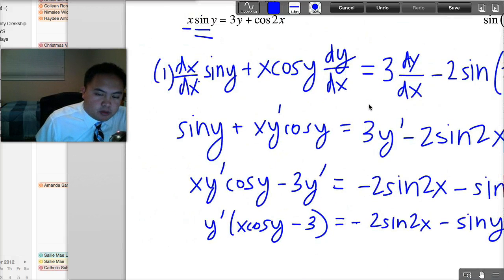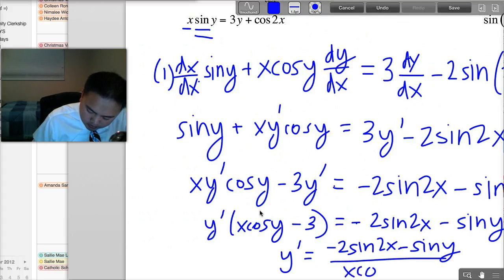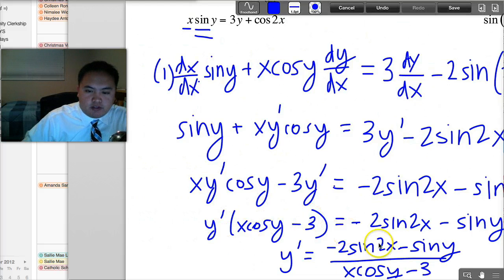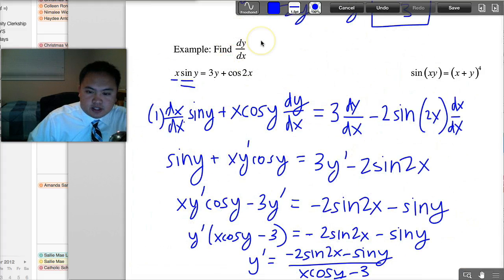And the last thing I'm going to do, since I have y prime by itself now, is divide both sides by this parentheses. So your answer is going to be y prime equals negative 2 sine 2x minus sine y, all over x cosine y minus 3. And all I did was take this and divide it on both sides, so now this is placed on the bottom, and that's how I get the answer. And you're saying, how come we got a number last time? This question just asked for dy/dx. They didn't give me a number, so I just stop right there.